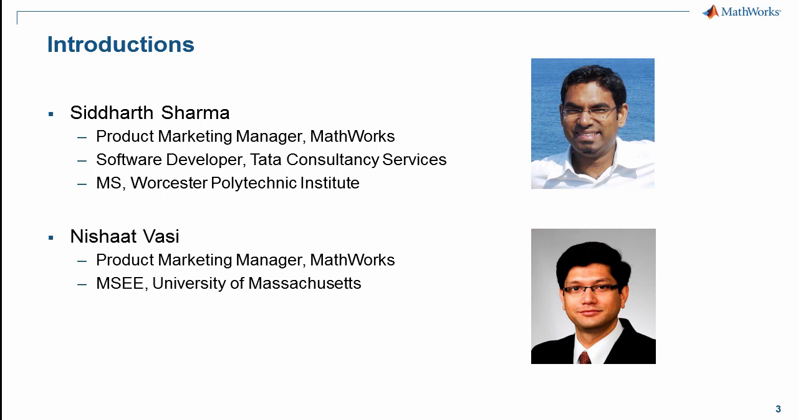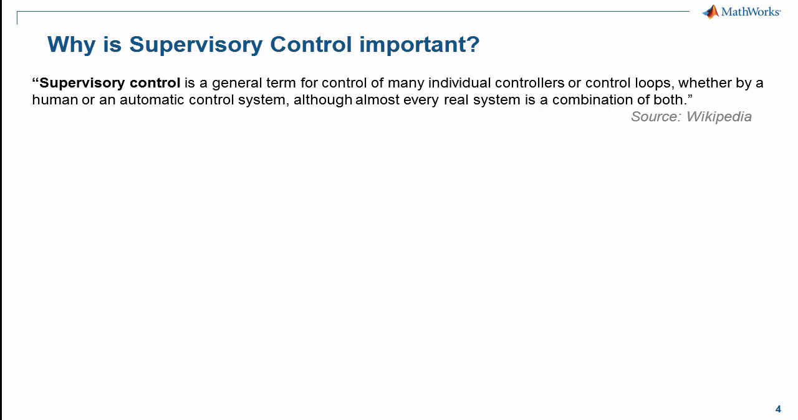Thanks. So before we actually jump into the tools and the capabilities, the workflow we're going to talk about today, I want us to take a minute or two to understand what we mean by supervisory logic over here. A Wikipedia definition of supervisory control is that it's a general term for control of many individual controllers or control loops. In other words, you can think of supervisory control as a layer of control that lies above your closed loop control, and it activates and deactivates the closed loop control when needed.